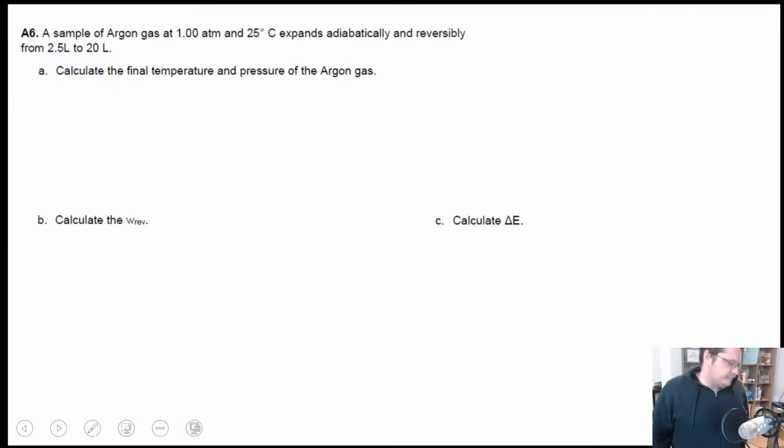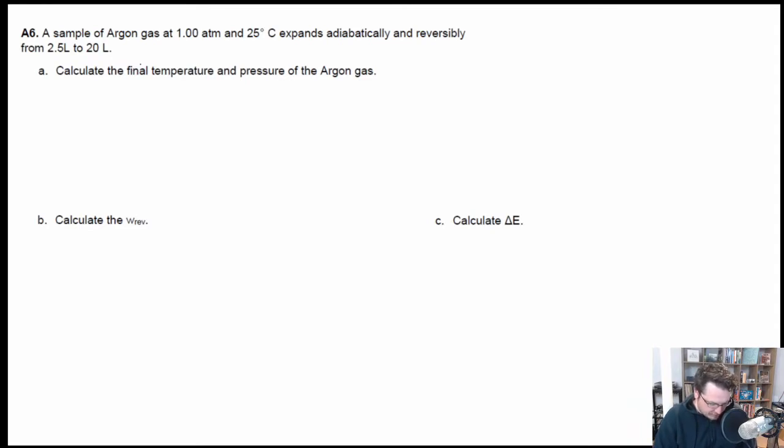A6. So A6, we're about halfway through the problems. This is an adiabatic reversible expansion, right? We're going from 2.5 to 20 liters. And so there's a few things that we will know right off the bat, and there's certain things that we can easily figure out.